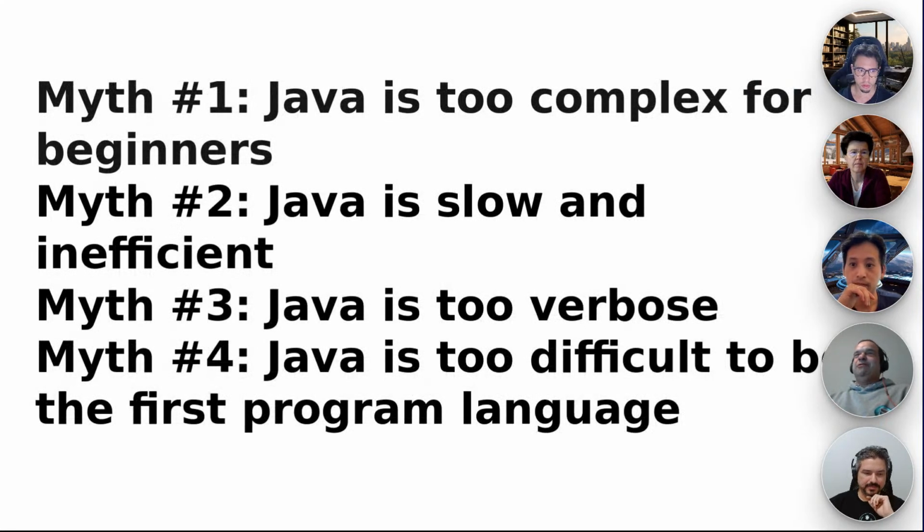I'm quite sure you guys have already seen these myths around, right? Java is too complex for beginners. Java is too slow, inefficient. Java is too verbose. Java is too difficult as a first programming language. It's not good to start with object-oriented programming, and so on and so on. There are thousands of myths out there.